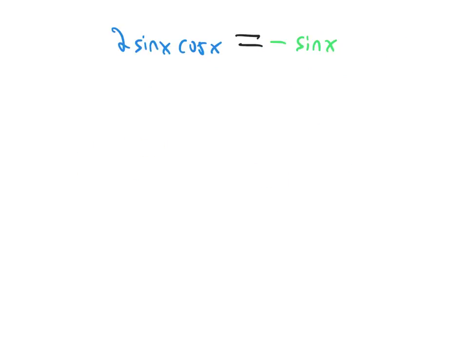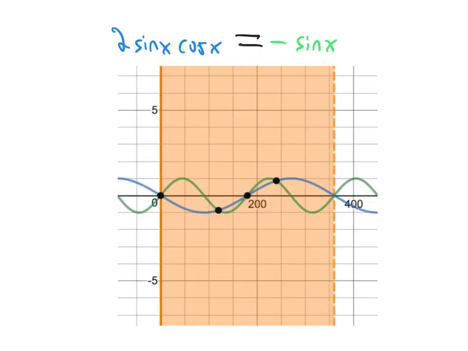We can confirm our solution by plotting the two functions and then seeing where they intersect, because intersection on graphs is the same as equality in algebra. So we pop over to Desmos, then we graph the two functions. Following the colors above, we'll plot 2 sine x cos x in blue and minus sine x in green. We see pretty quickly that we have intersections at 0, at what is believably 120, at 180, and at 240, exactly as predicted. So these are our solutions.